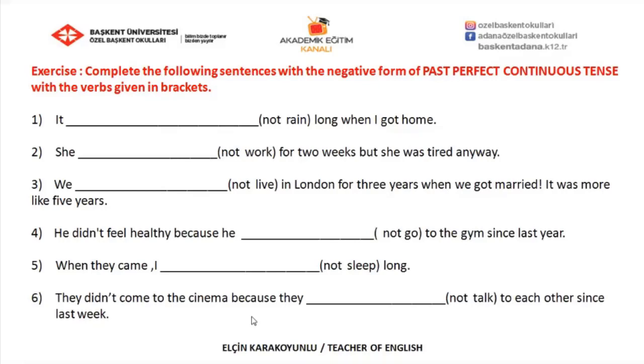Yes, the first one. Just remember, again, we use the subject at the beginning of the sentence and then hadn't, this time, it's a kind of negative form, hadn't been, and the ing form of the verb. It hadn't been raining long when I got home. The second one, she hadn't been working for 2 weeks, but she was tired anyway. And 3, we hadn't been living in London for 3 years when we got married. It was more like 5 years.